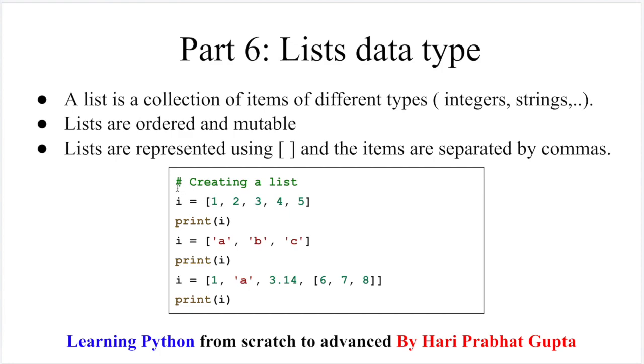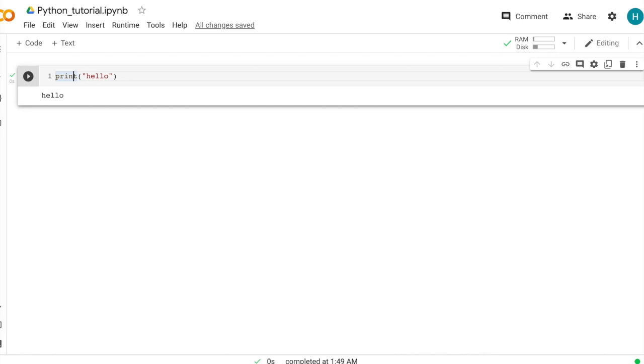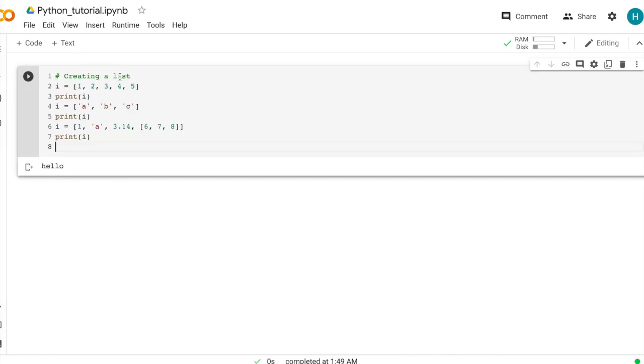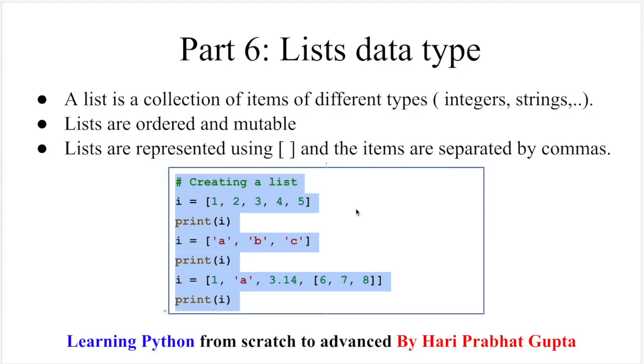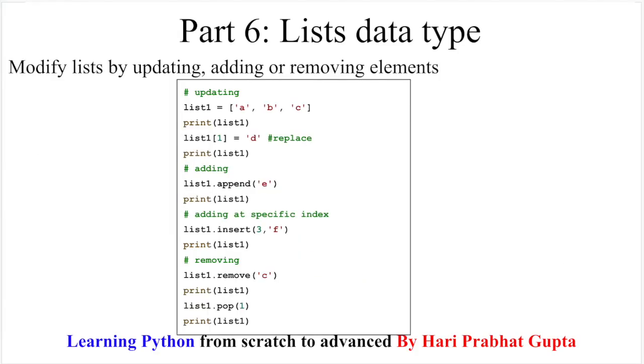So let me check what the outcome of this program is. We paste it here. So yes, as we assumed, that is true. This creates the list, and it has 5 elements. The starting element indexing is 0, 1, 2, 3 and 4. Then this is some other type of list which has characters. This is a mix of integer, character and float value. It works perfectly.